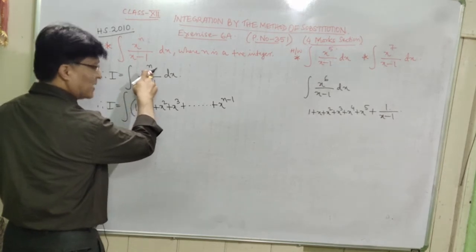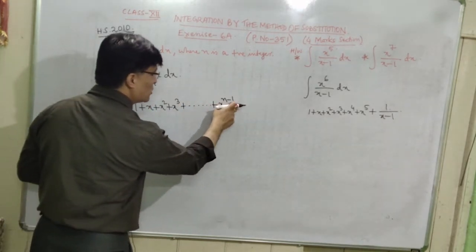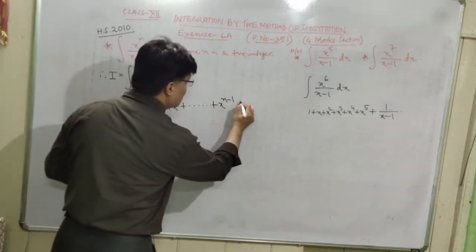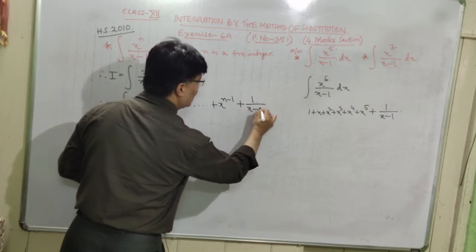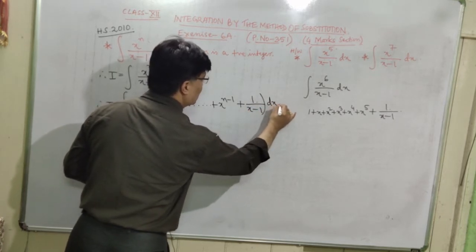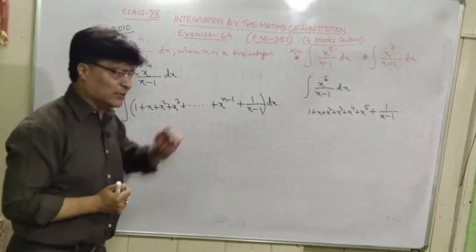So here the power of x is n. You have to decrease the power by n. That will be the last one, that is x to the power n minus 1 plus, what is the remainder? Remainder is 1, similarly divided by x minus 1. Then what do you write here? It is dx. So I think I have understood. Directly you can write it.